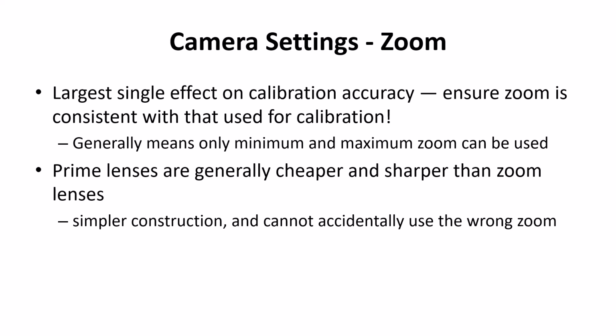Prime lenses, these are lenses that have a fixed focal length, are what I use on my camera. I have multiple prime lenses. They weren't cheap. They are very good quality lenses. They give a sharper and better quality image than a zoom lens. And well, you can't accidentally use the wrong setting because it's a fixed focal length lens.